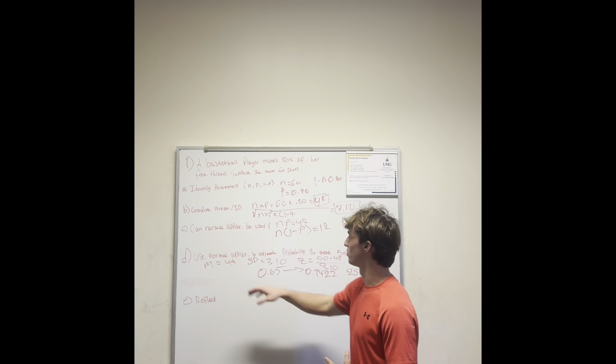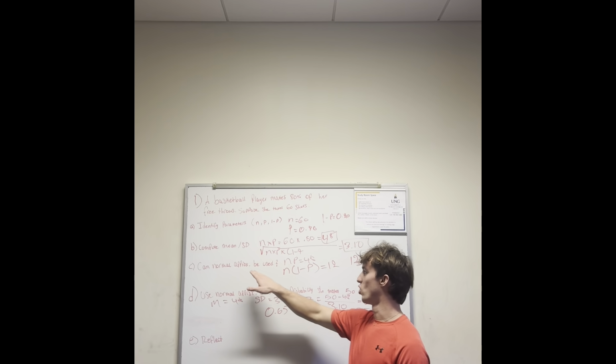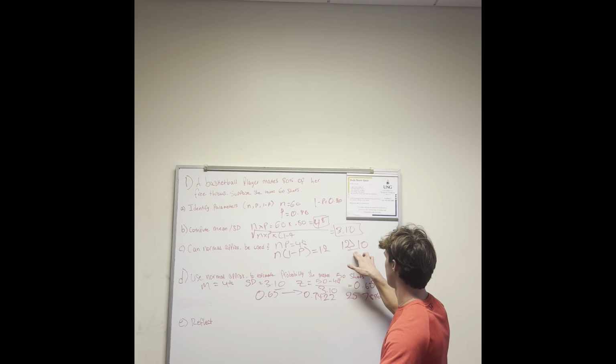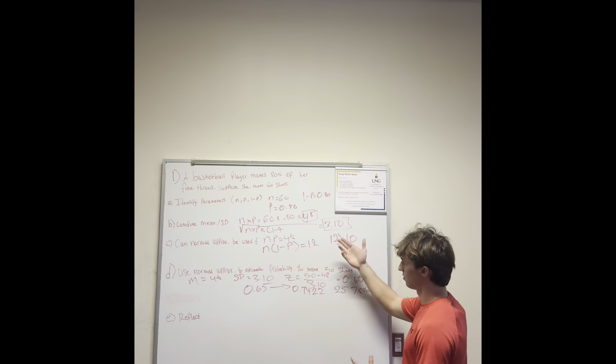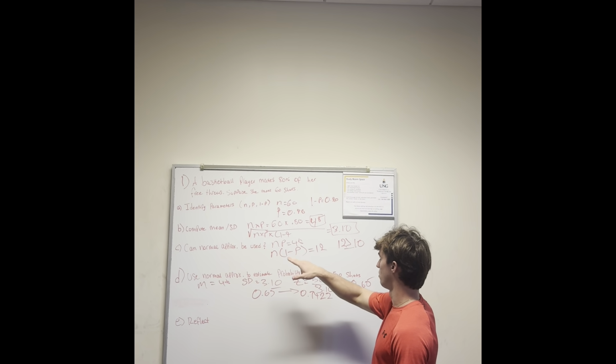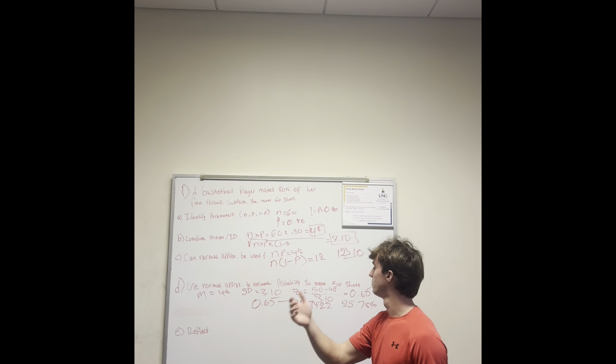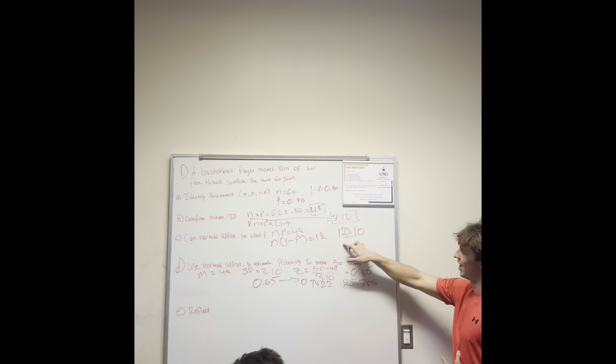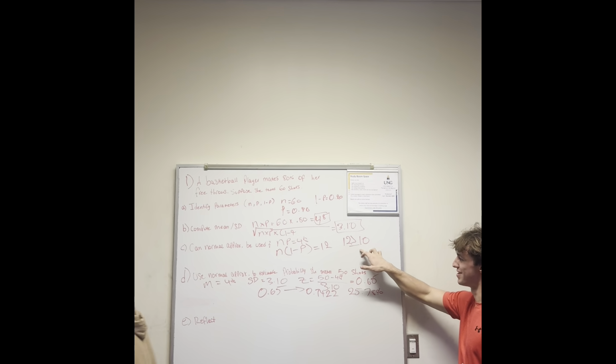Now, the last one for this question one is C. Can normal approximation be used? We have to check whether the formula is greater than or equal to 10. So we do N multiplied by 1 minus P. We see that we get 12. So 12 is greater than or equal to 10, so this is true, and normal approximation can be used.